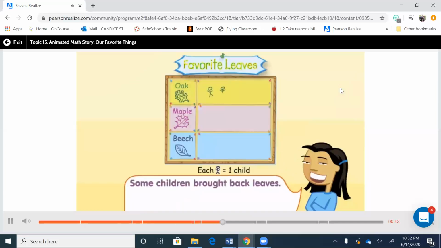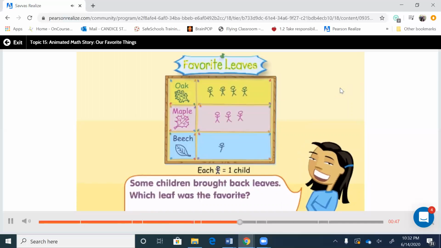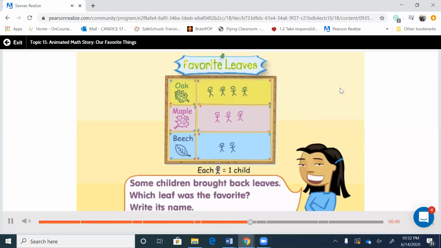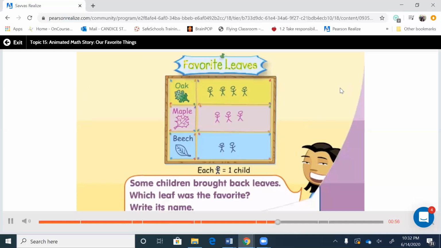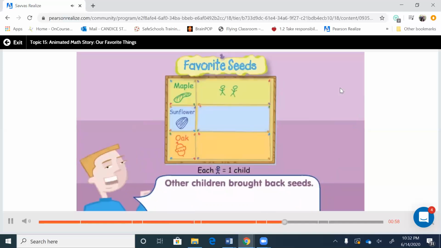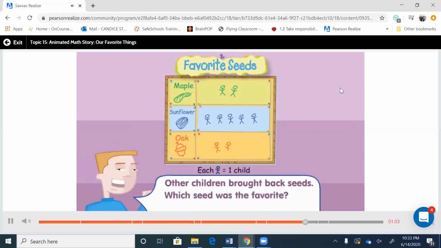Some children brought back leaves. Which leaf was the favorite? Write its name. Oak. Other children brought back seeds. Which seed was the favorite? Write its name. Sunflower.